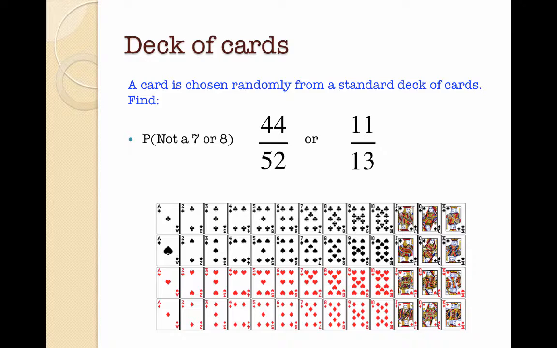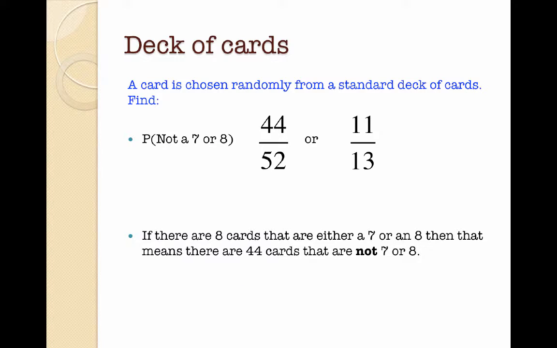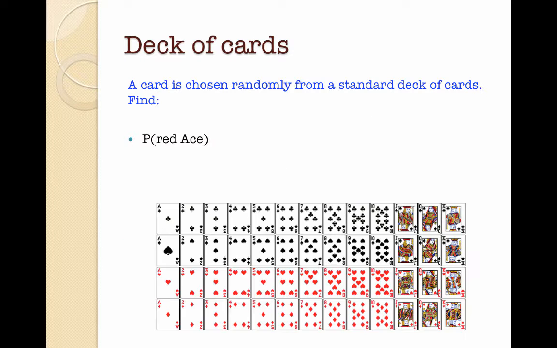Now a better way of working that out is to say that there are 8 cards that are either a 7 or an 8, and that means that there must be 44 cards that are not a 7 or an 8, because 44 and 8 will add up to a total of 52.